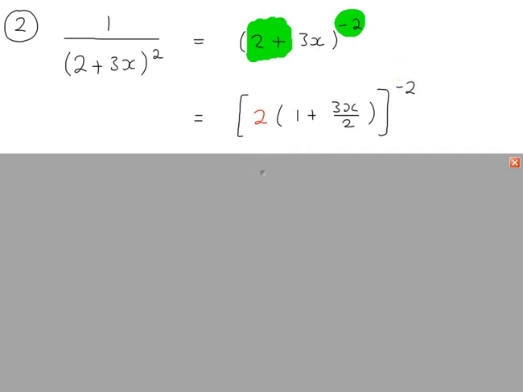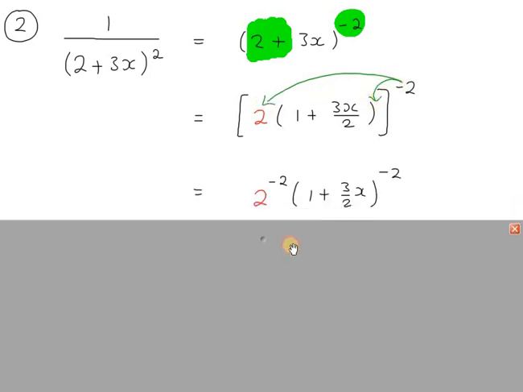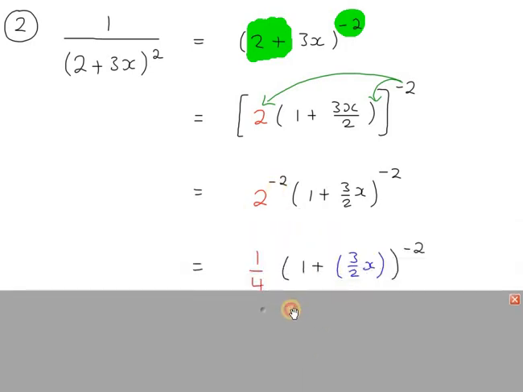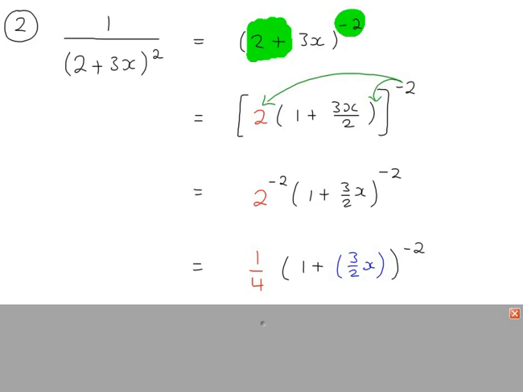So this power on the outside now will go on the 2, and it also goes outside the brackets here. So we've got this 2 to the power of minus 2 is a quarter. So now we can proceed with the binomial expansion. Here, whatever we get, we can multiply with a quarter at the end. We still need to look out for what values of x the expansion is valid.